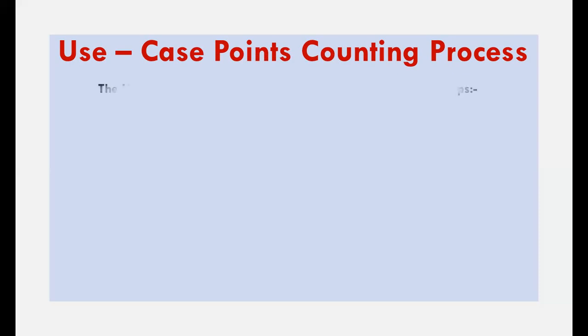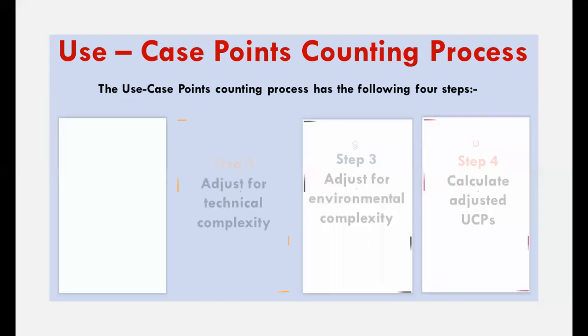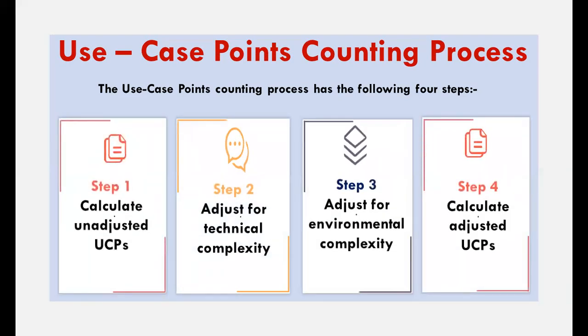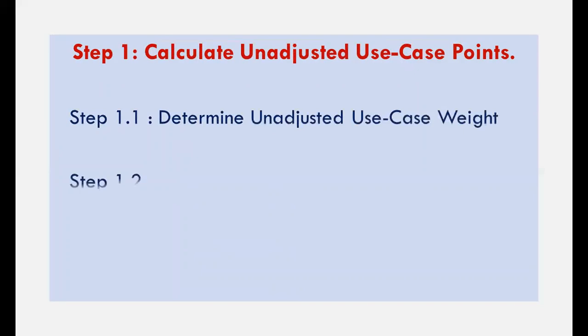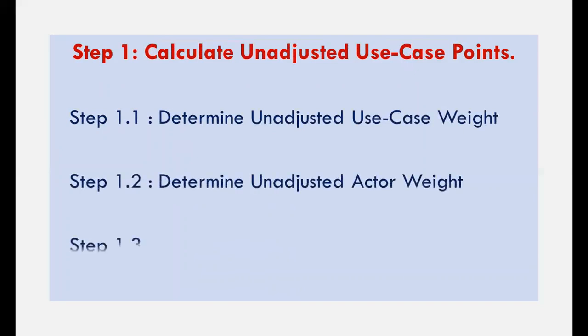The use case points counting process has the following 4 steps. In step 1, we calculate the unadjusted UCPs. In step 2, we adjust for technical complexity. In step 3, we adjust for environmental complexity. And in step 4, we calculate the adjusted UCPs.